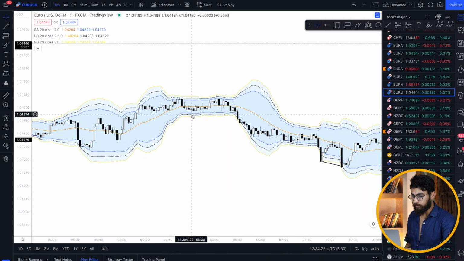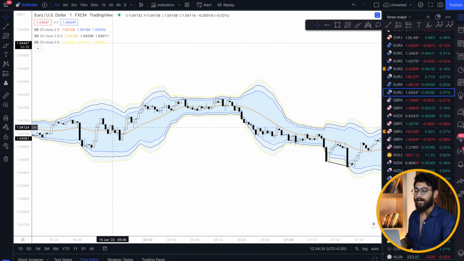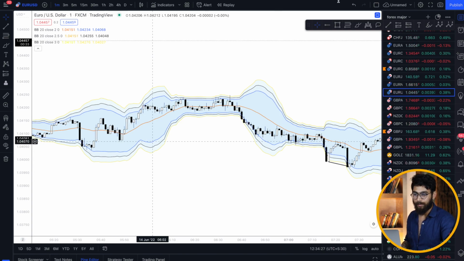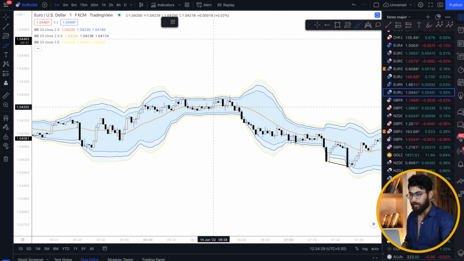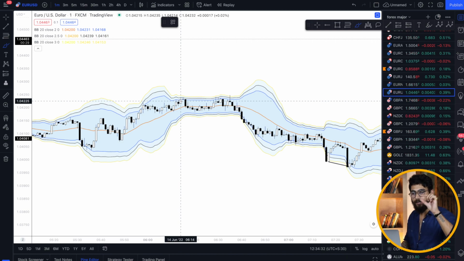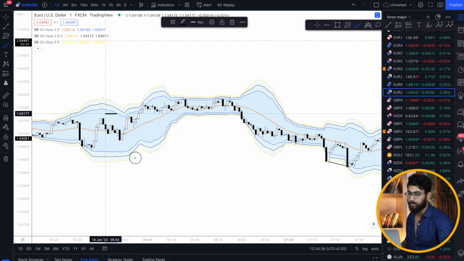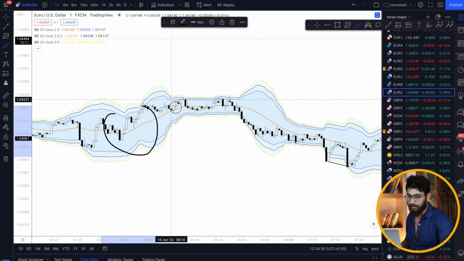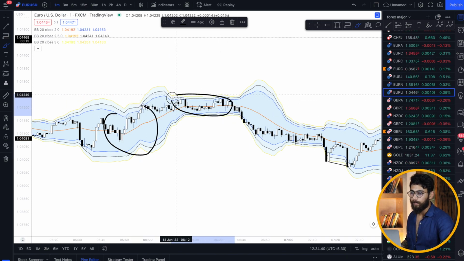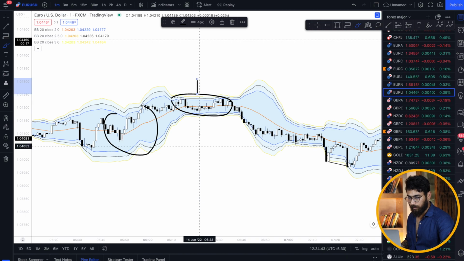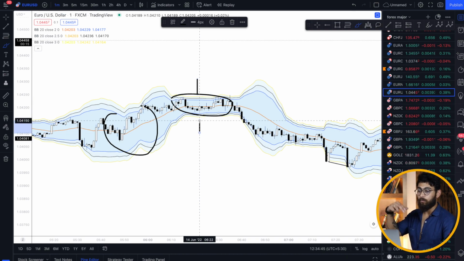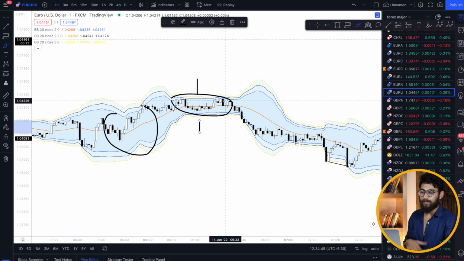So if you see, the Bollinger Bands are mostly wide apart from each other, but then there comes a point when the Bollinger Bands appear like someone is squeezing them from both sides. Like over here, first the Bollinger Bands were apart from each other, then at this point you can see how it appeared like it is being squeezed from both sides.